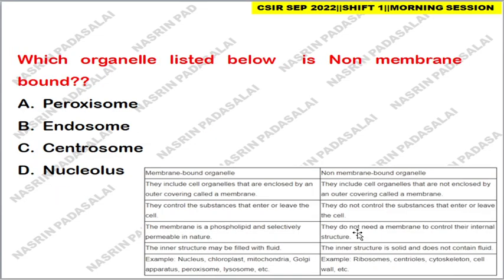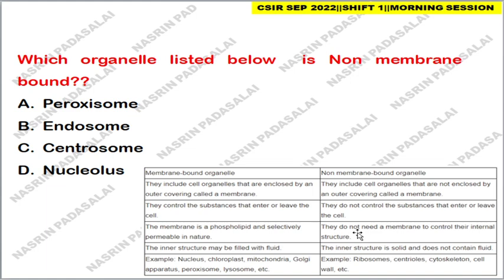Next, which organelle listed below is a non-membrane bounded organelle? Below I have given you an explanation of membrane bounded and non-membrane bounded organelles. Membrane bounded organelles are cell organelles enclosed by a membrane, whereas non-membrane organelles are not enclosed by an outer membrane. Membrane bounded organelles control the substances that enter and leave the cell, and this membrane is a phospholipid bilayer which is selectively permeable. The inner structure of a membrane bounded organelle is filled with fluid, whereas the inner structure of a non-membrane organelle is solid.